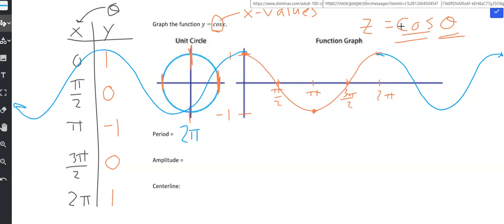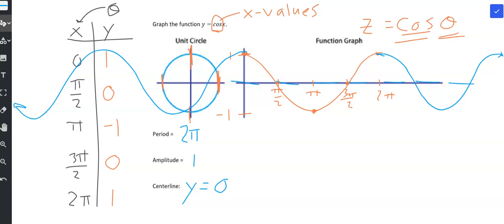How about the amplitude? How high is it from the center line to the top or the center line to the bottom? 1 unit, right? And the equation of the center line is? The same. Y equals zero. It's the horizontal line that cuts right down the middle.